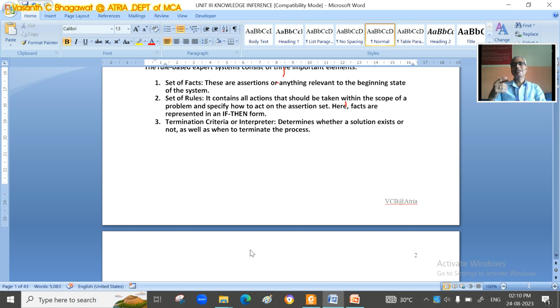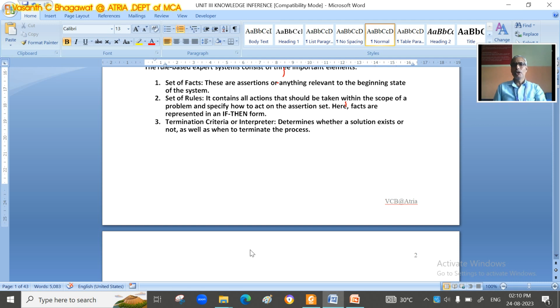Now these are certain assertions or anything relevant to the beginning state of a system. So we will be having some set of facts, some knowledge being given. For example, today it is raining, or today the humidity is more, the temperature is this much. Some facts are there. Then we'll be having certain rules. If the humidity is too high, or if you find it's too cloudy, then go with an umbrella. Some rules will be there. So we have some facts.